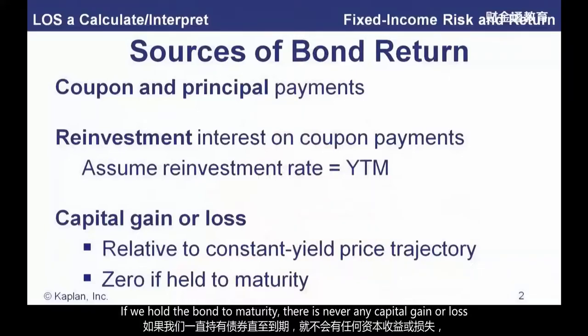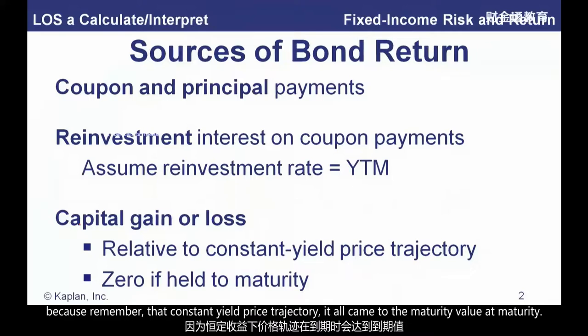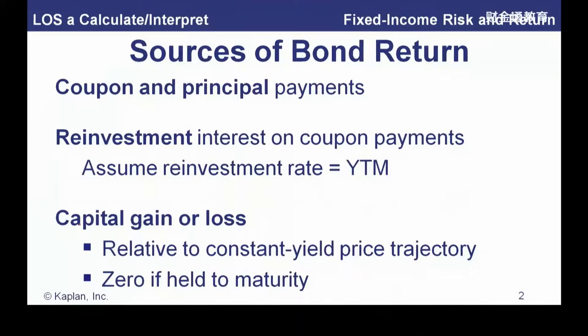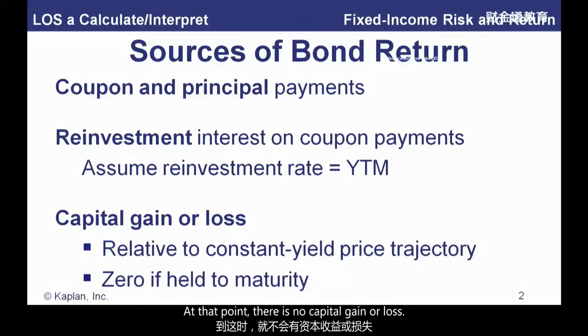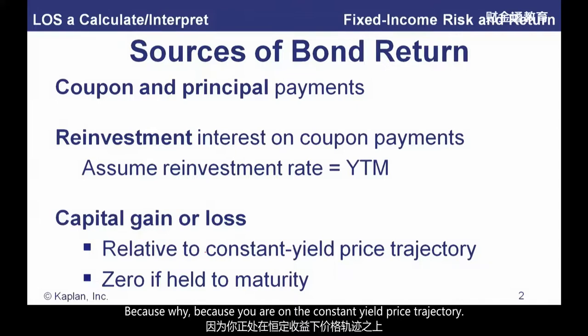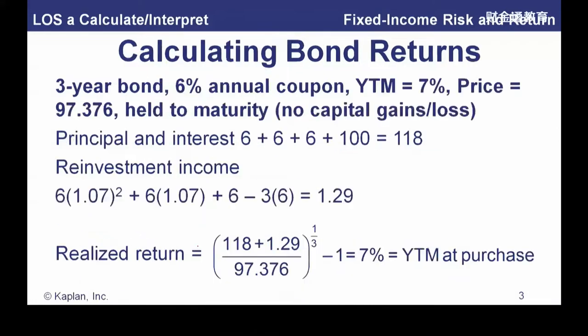Now, if we hold the bond to maturity, there's never any capital gain or loss, because remember, that constant yield price trajectory, it all came to the maturity value at maturity. So at that point, there's no capital gain or loss. Because why? Because you're on the constant yield price trajectory.